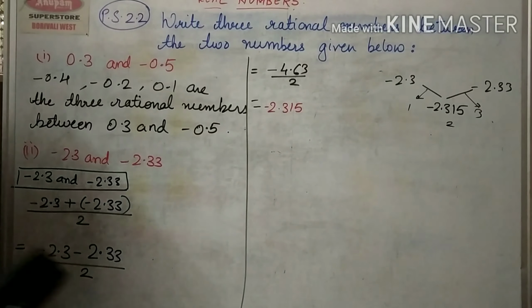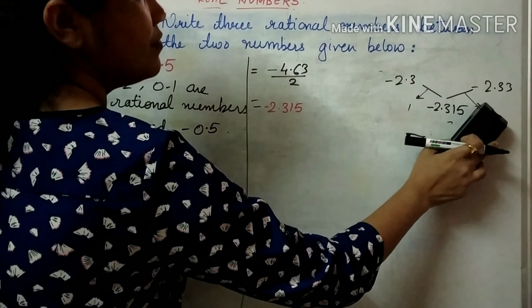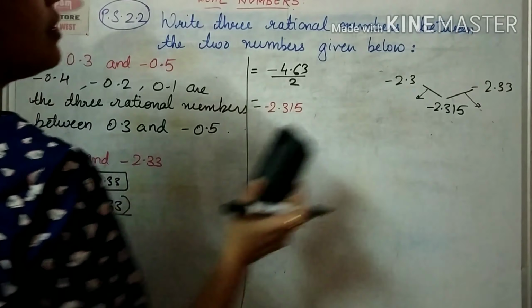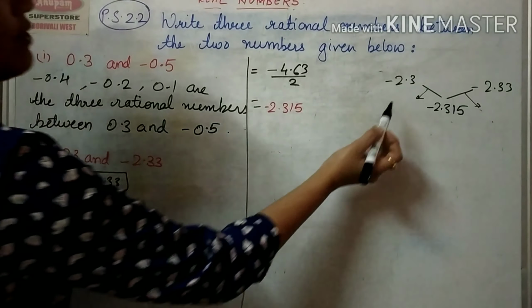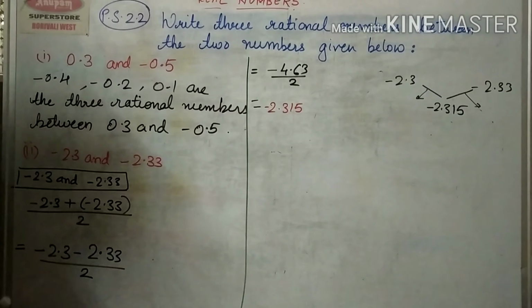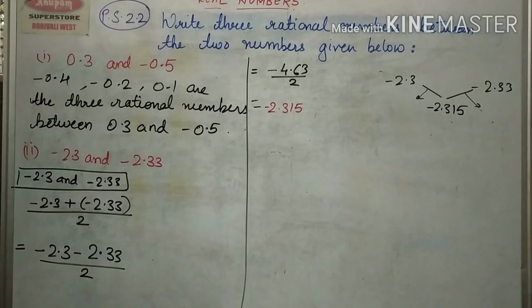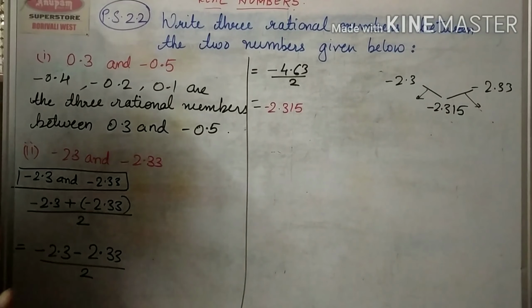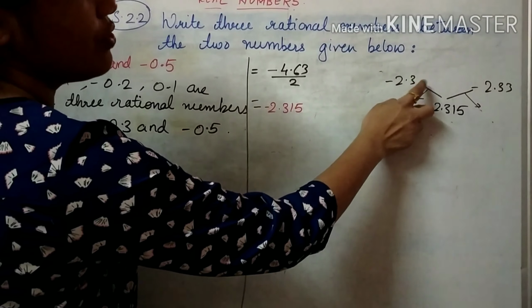So now my next step is going to be finding a number which lies between minus 2.3 and minus 2.315. Okay, and that again can be done by two methods. You can write down 2.30. This is 30.